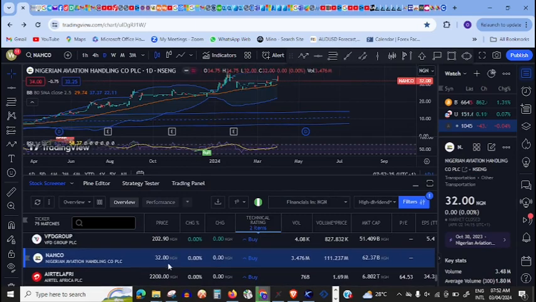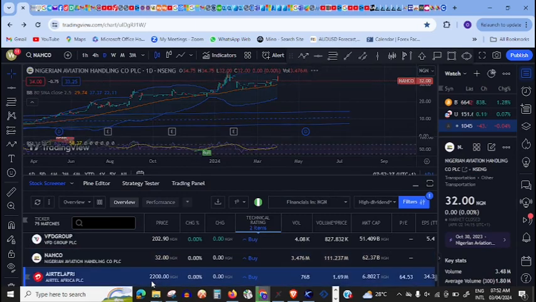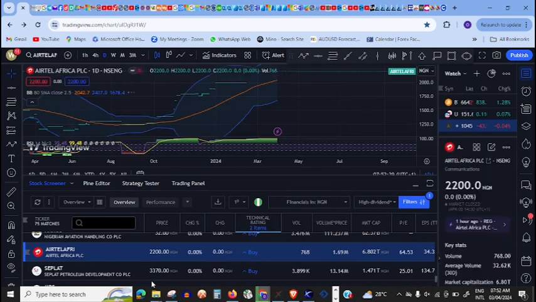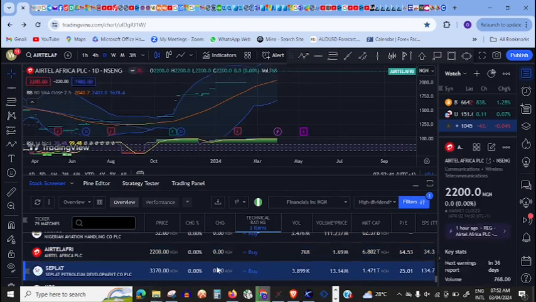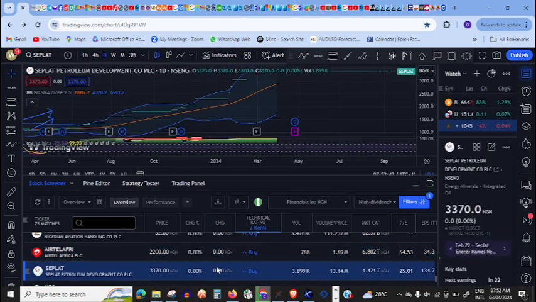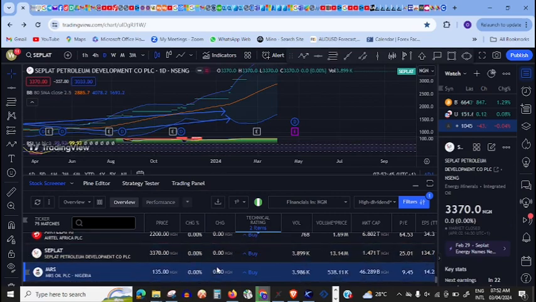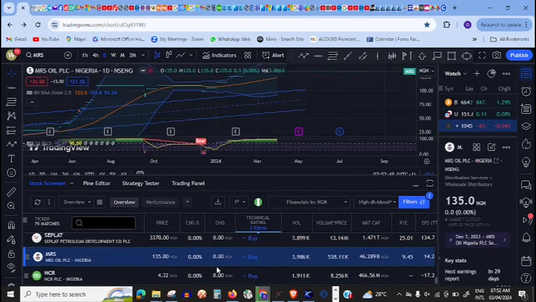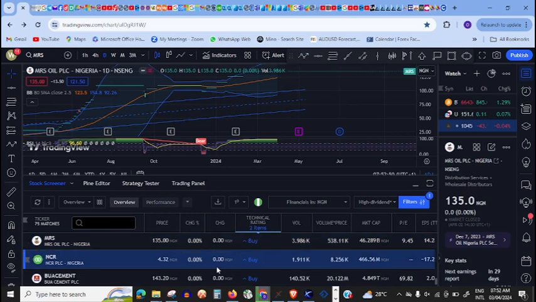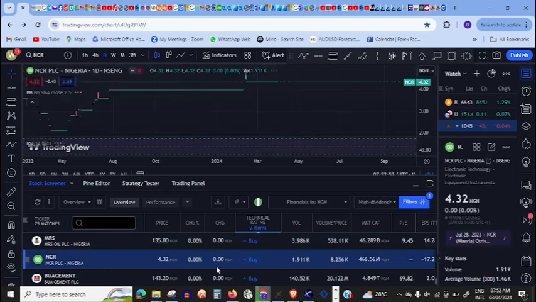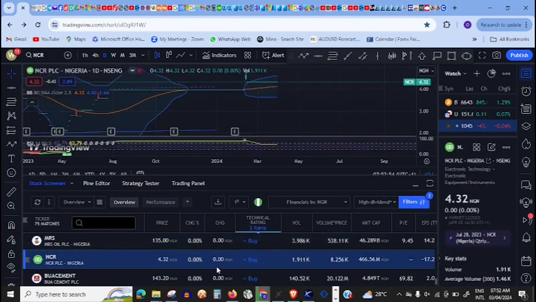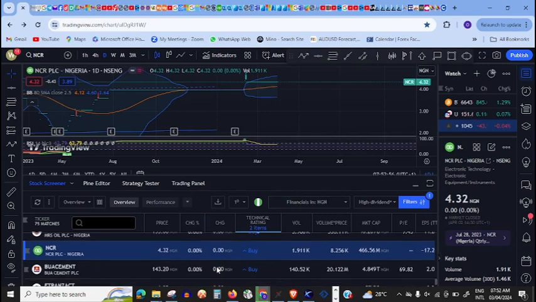Okay, for this one, I don't think I will look at that. Ethel, I'm not looking at that, it is in the overbought region. Steplat, not looking at that. MRS, not looking at that. They are all in the overbought region. And see, this is too flat.